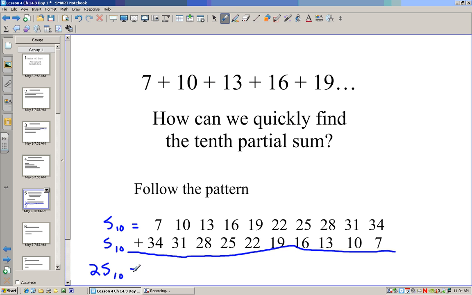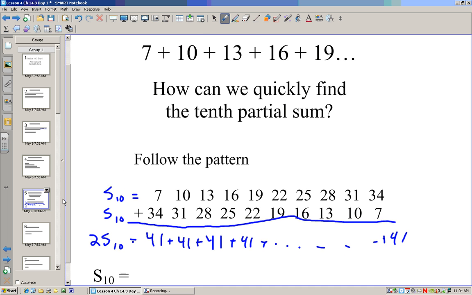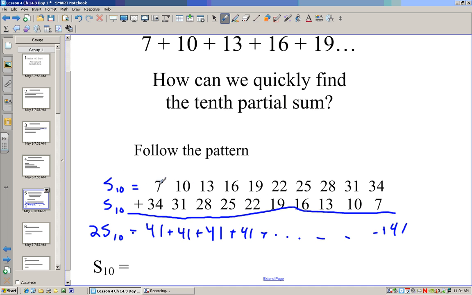2S sub 10. Now, if I add each of these, this would be 41 plus 41 plus 41 plus 41, and so on and so on. And even this last one is plus 41. So what I did is I took the series and flipped it around, adding the first term with the last term, the ninth term with the second term, and so on and so on. And then you had this long list of 41s.